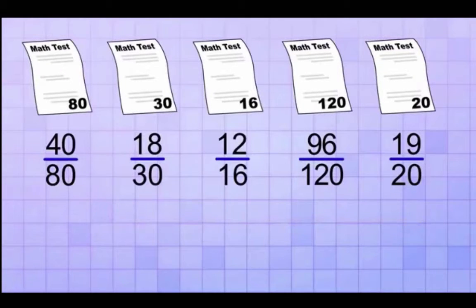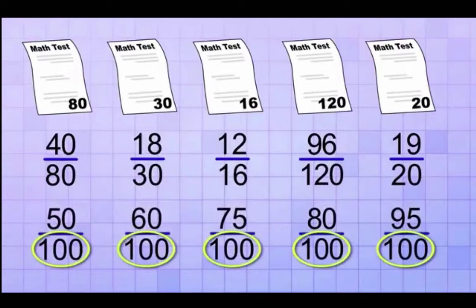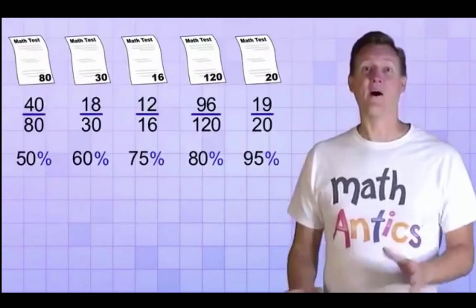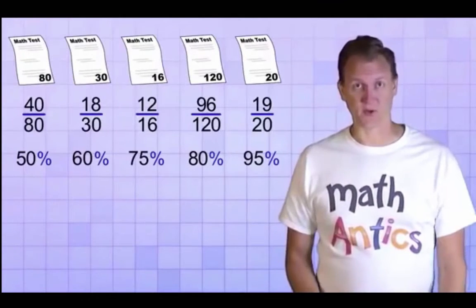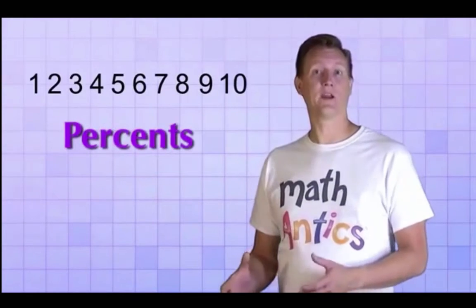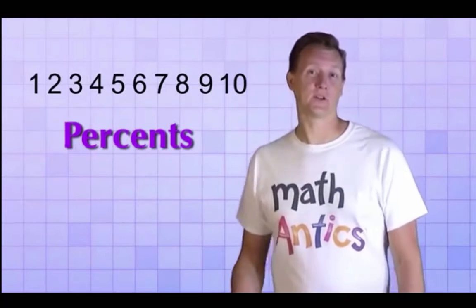But what if we convert each of these scores into an equivalent fraction with 100 as the bottom number? In other words, their equivalent percent form. Wow, now it's much easier to compare the scores. So just like a scale of 1 to 10, percents give us a way to quantify things on a common scale, using numbers that are easier for us to relate to.